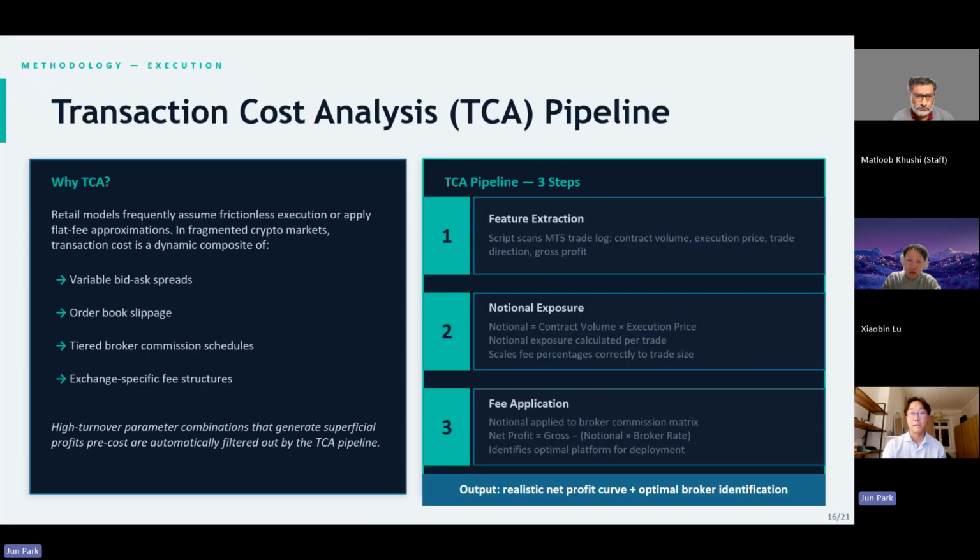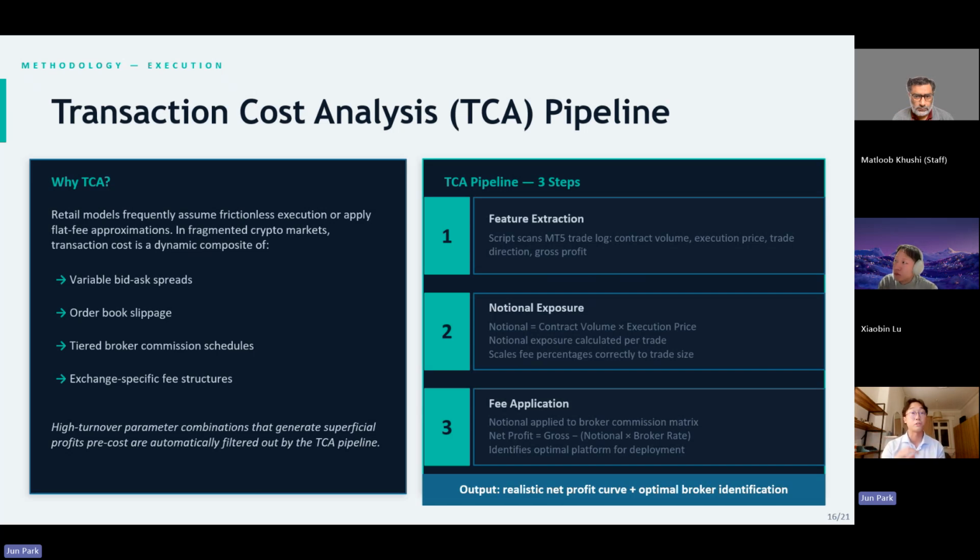So focus on the transaction cost analysis. Retail trading strategies frequently fail in production due to a naive treatment of execution fees. And in live markets, transaction costs are a highly dynamic composite of variable spreads and order book depth consumption and different commission fees.